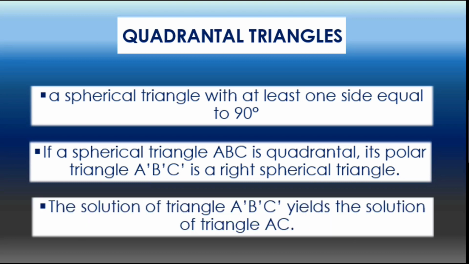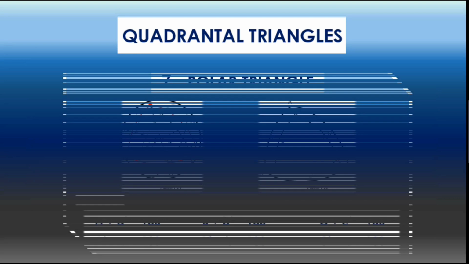The solution of the triangle A prime, B prime, C prime yields the solution of the triangle A, B, C. So let me just correct this. So that is triangle A, B, C. So continuing to the next slide.